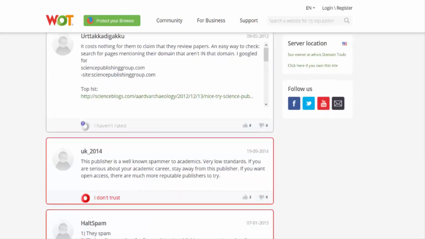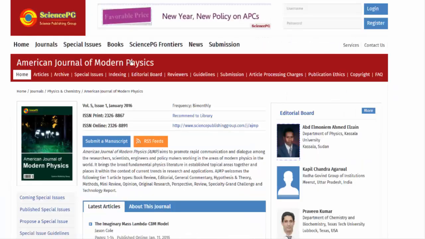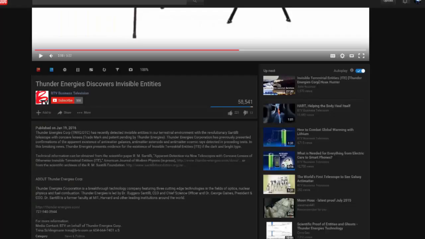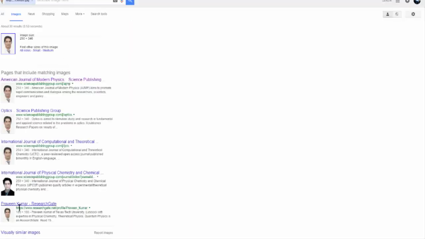You could go in there and publish a paper saying the Earth is hollow and flat, and they'd say, sure, of course it is, and publish your work for you, all right? It's a complete scam. These guys just rip off academics and people who want to get their papers published, and that's all they do. That's their whole business.